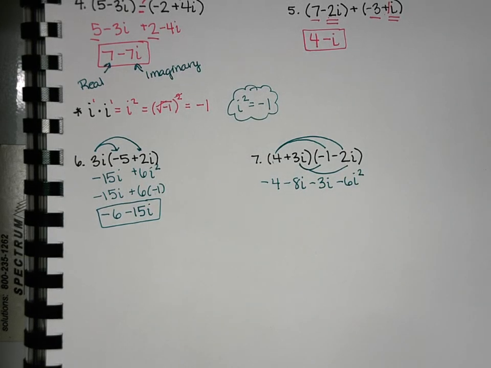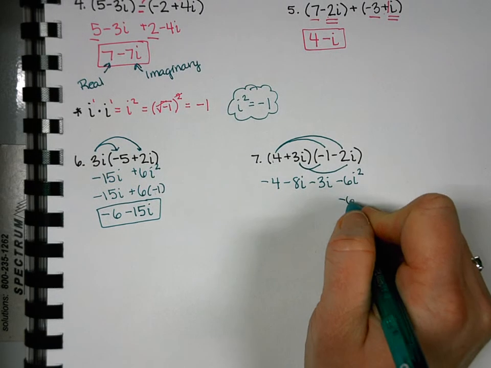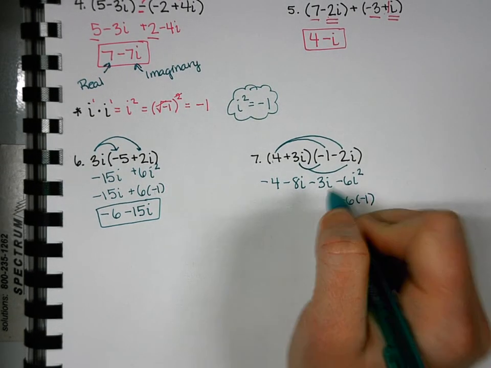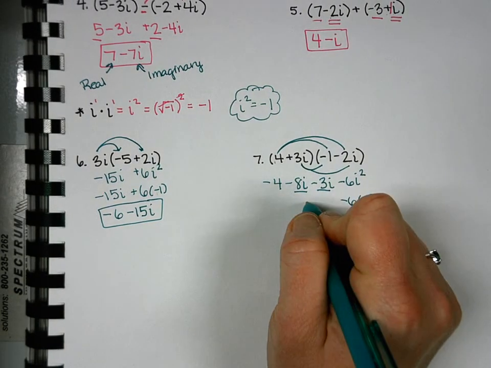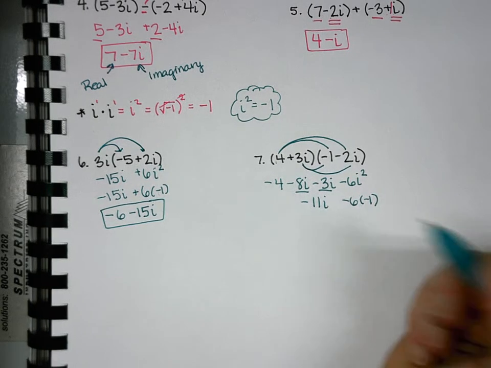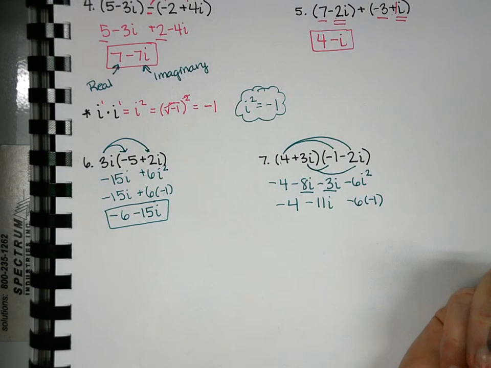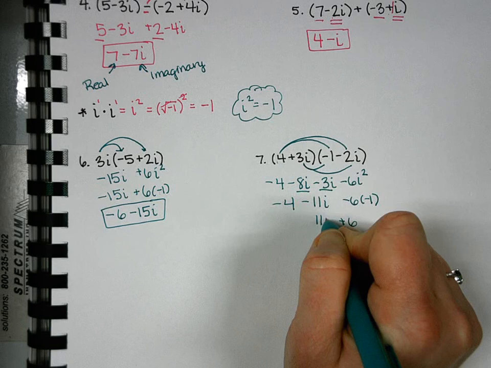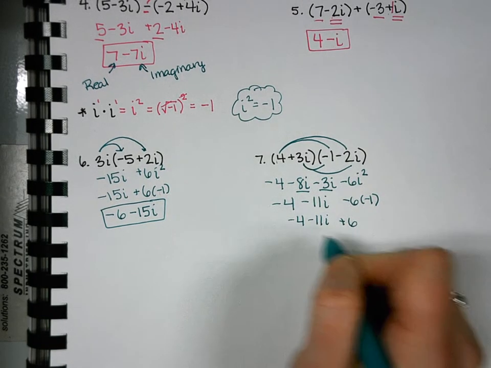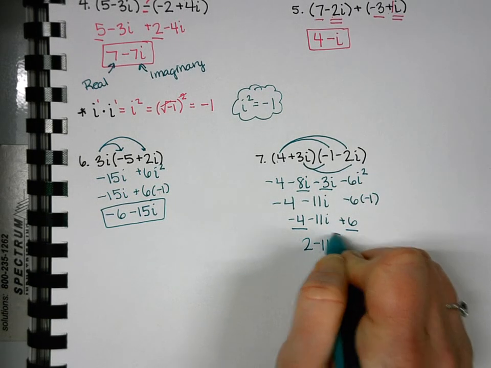Okay, so we just double distribute. What does i squared equal? So this will become -6 times -1. What do we have here? Combine like terms, you get -11i. And we bring down the -4. So this, like you guys already said, becomes a +6. So you have like terms here. So 2 minus 11i would be your final answer.